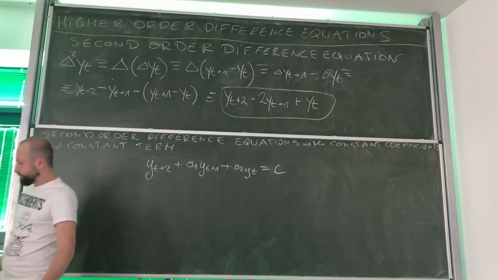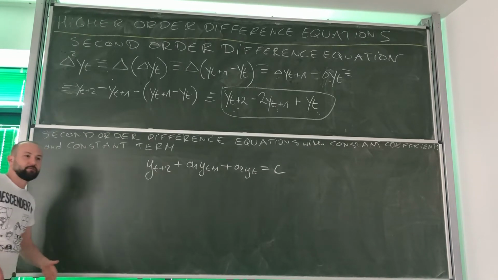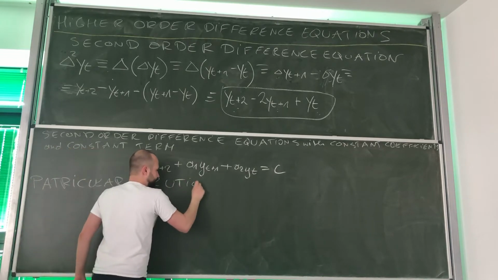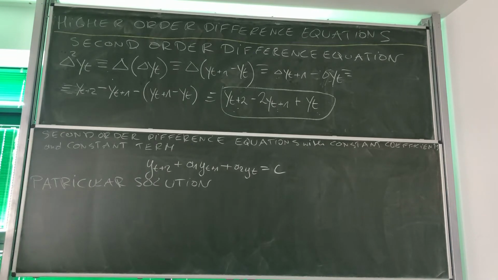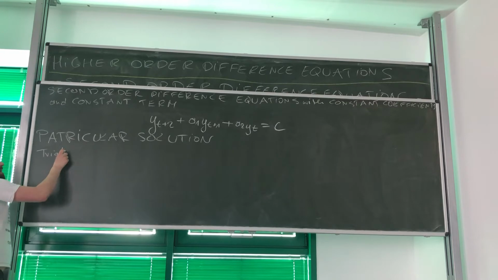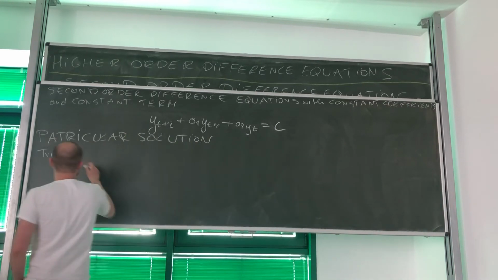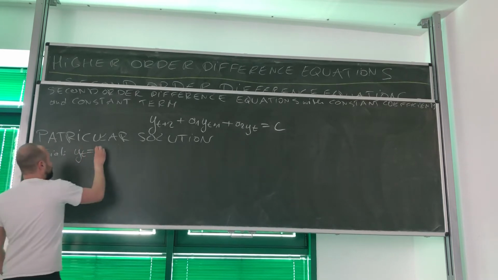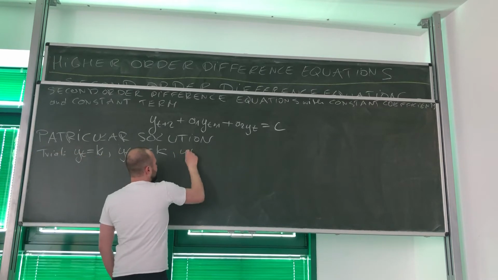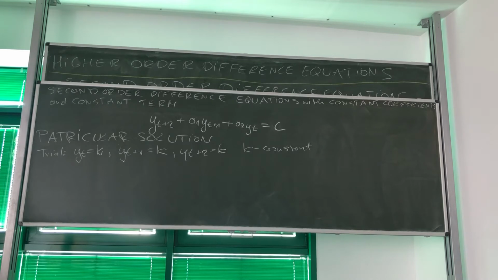Now that we know what we are going to be dealing with, let's start by finding the solution. And again, let's start with the particular solution. Just as before, we're going to start with trial solutions. Let's just use what we've learned about differential and difference equations. What should be our first guess? Probably we should start with the easiest: yt equals k, then yt plus 1 also equals k, and yt plus 2 also equals k, where k is some constant. So the first solution we are looking for is a constant solution, as usual.